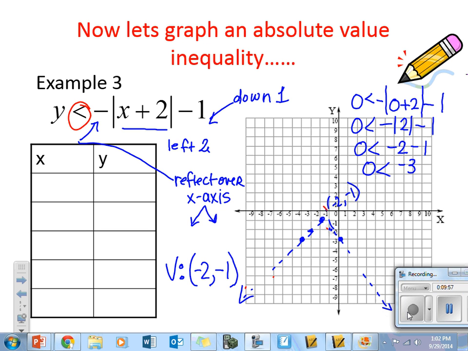Is 0 less than -3? No, it's false. So if that is false, every single point out here is going to be false. So the region that I would want to shade is inside the absolute value V graph.